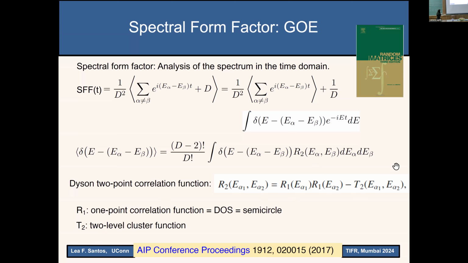Let's go step by step. So let's focus first on this guy. This, as we said, is just the density of states. We already know it's a semicircle. So I'm going to bring it back here. What we have now is three integrals. I'm just thinking about the R1. We have this first integral, then we have the average for the delta function. So we have this R1 in E alpha, the R1 in E beta, and now these two other integrals. And this is R1. So we said that this is just the density of states, and we have the delta function that I forgot to put here.